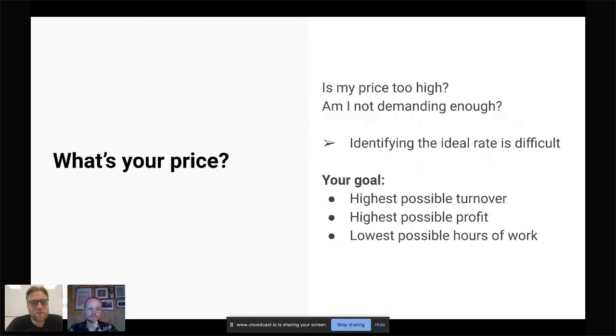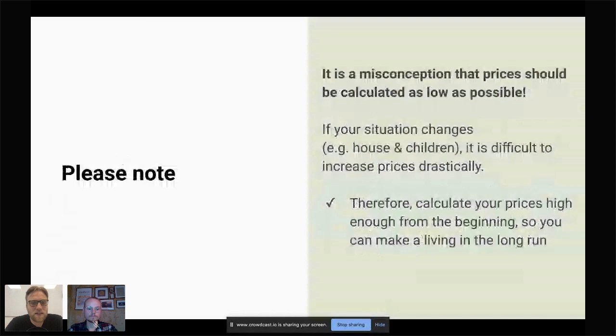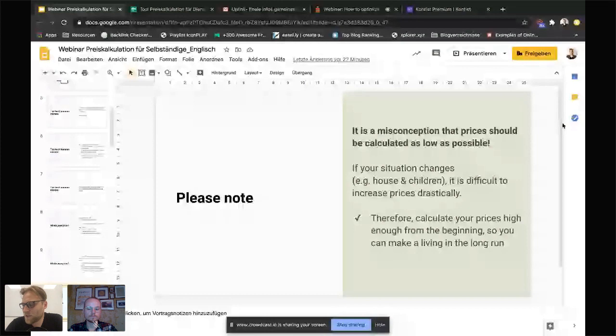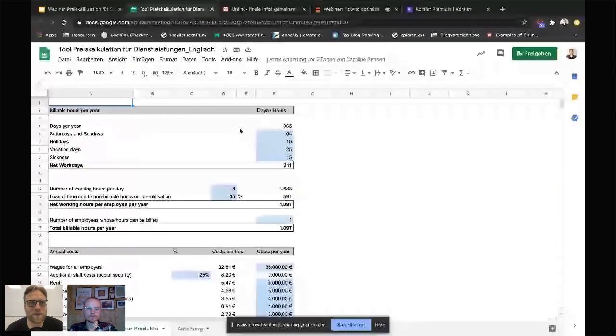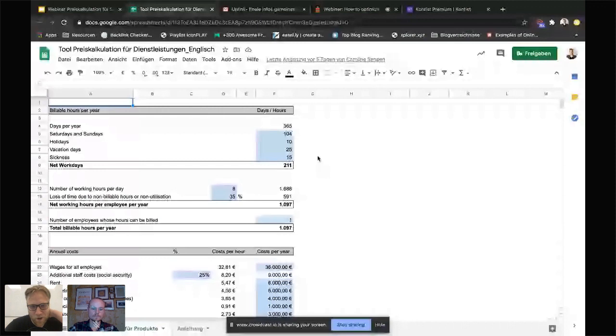So I would suggest we go into this Google spreadsheet and just play around with this tool. And I would suggest you try this tool out as well, maybe for your existing customers. Try to calculate your real hourly rate backwards. How this works is we can calculate a typical case.